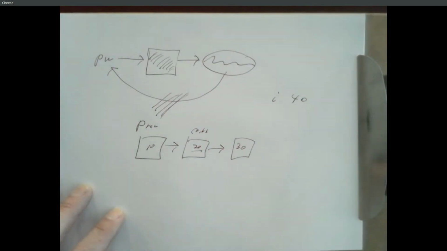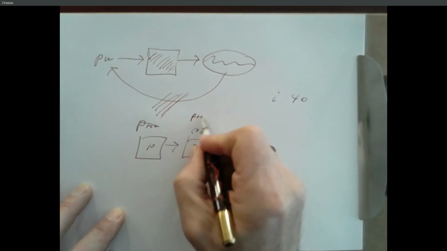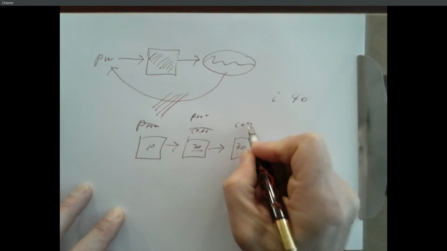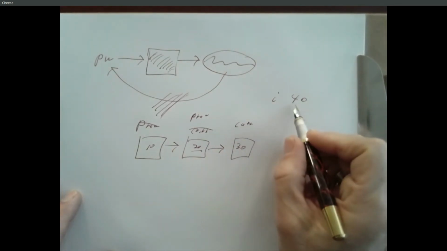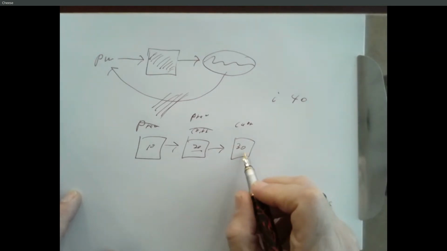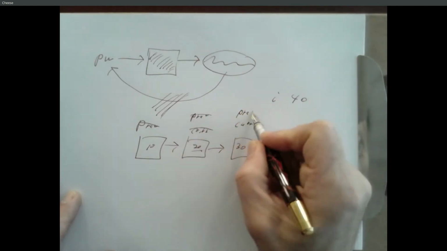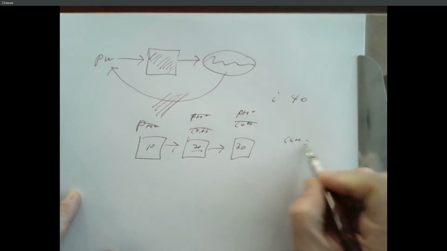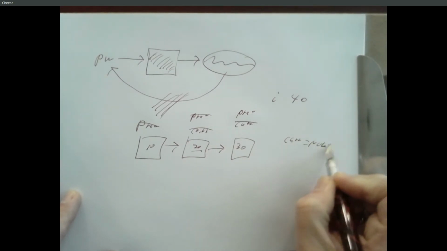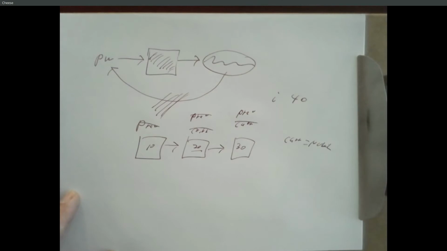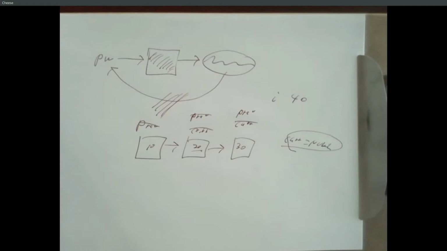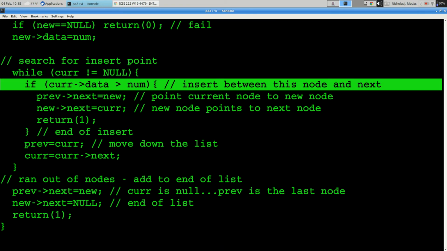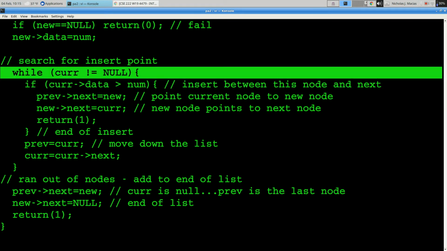20 is not bigger than 40, so I'm going to set previous to current, and current to current next. And now I'm going to compare current data to 40. It's not bigger, so I don't want to insert before here. So I'll set previous to current and current to current next, which is going to be null. And I can't compare current's data to 40 anymore. So that tells me I want to exit my loop when current is null. So that's where that came from.